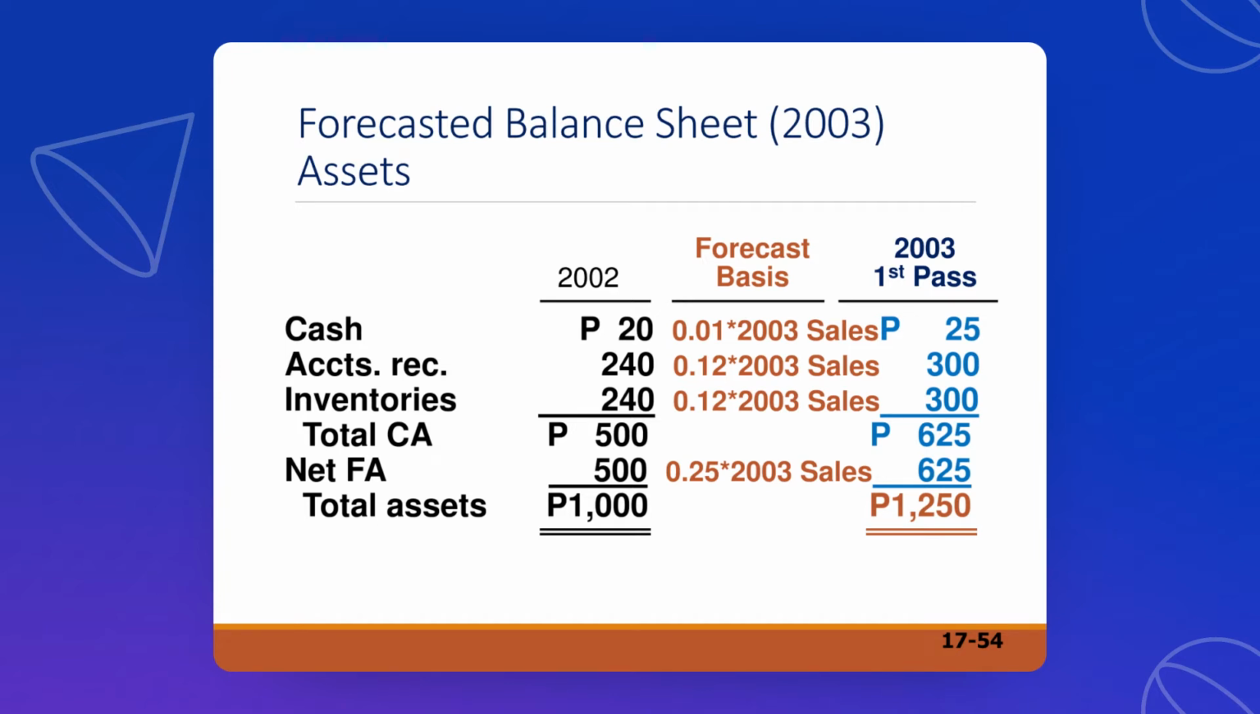240 divided by 2,000, you have 0.12. And 500 divided by 2,000, you have 0.25. Just multiply it by your 2003 sales. Okay? Diba? 2,500 yun. So, 0.01 times 2,500, you have 25. 0.12 times 2,500, you have 300. And 0.25 times 2,500, you have 625. Okay? Diyan galing yan.